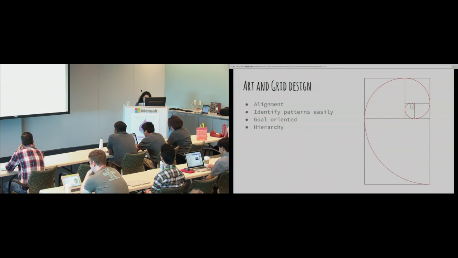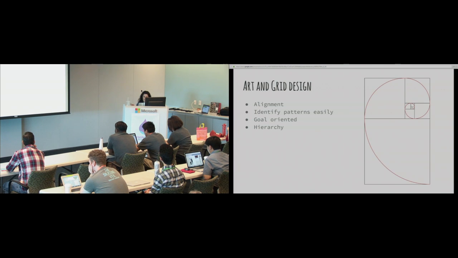We like order so we can identify patterns, so things become easy. We don't want to have a user try to interpret something from a layout. That being said, randomness in chaos and art is nice, but with grid and web, we want a clear, goal-oriented layout so the user can recognize something and move on.